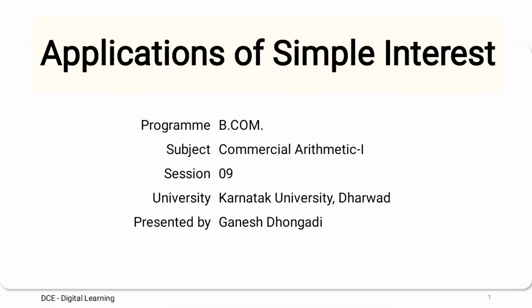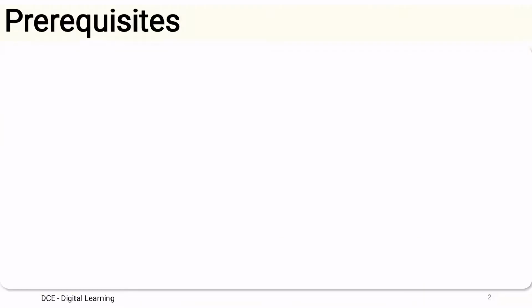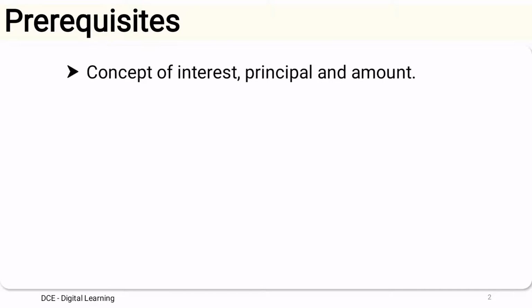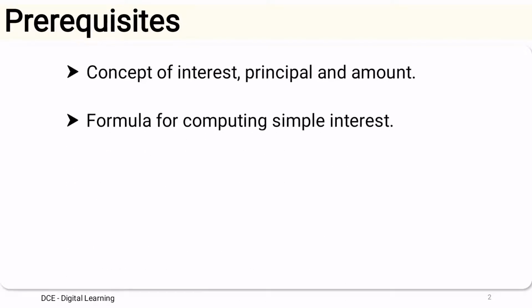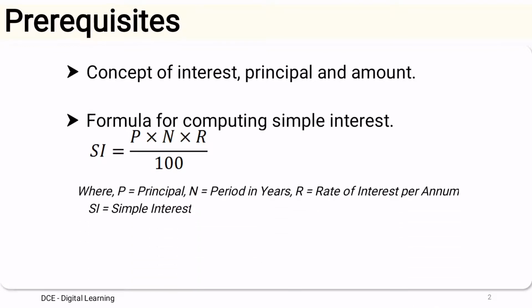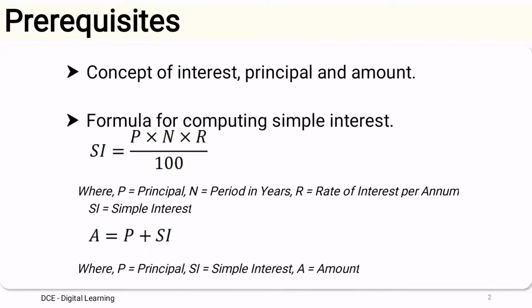In this session, we shall discuss few more advanced applications of simple interest. So the prerequisites of this session are the concept of interest, principal and amount. Formula for computing simple interest is P into N into R divided by 100, where P is the principal, N is the period in years, and R is the rate of interest per annum. SI is the simple interest. And when you add simple interest to the principal amount, it will become amount.